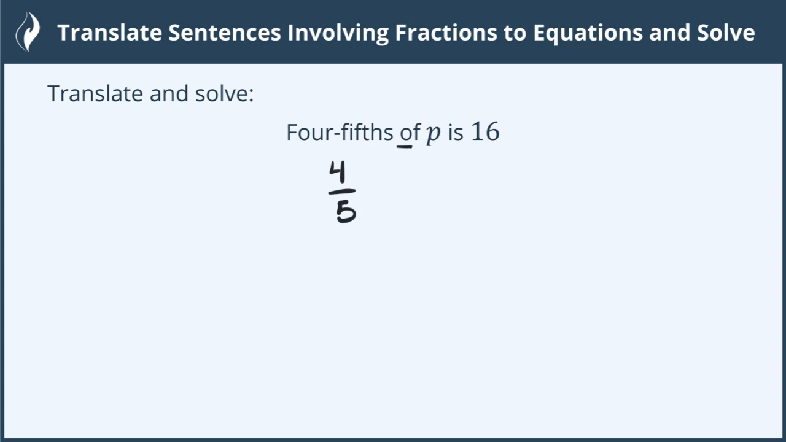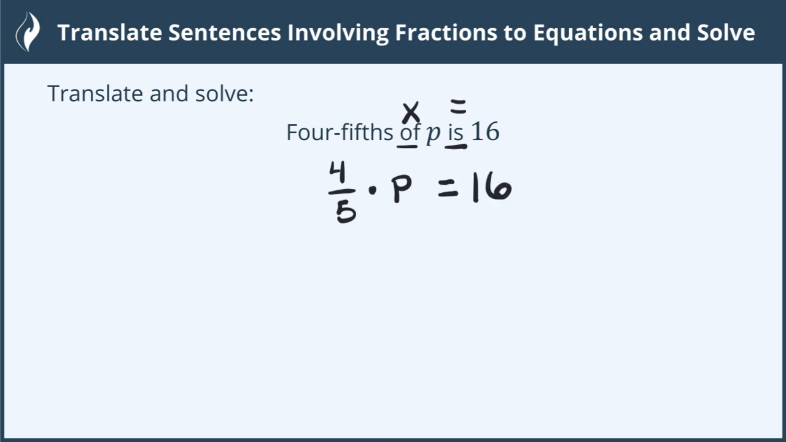Then we take the word of. Of in math, translated to a mathematical symbol, means multiply. So we can do a times sign like that, or we can do a times sign like a dot. I'm going to go with the dot on this one. 4/5 of p, and we just write down p, is. Every time I see is in English, to translate it to a math symbol, that means equals. So 4/5 times p equals 16.